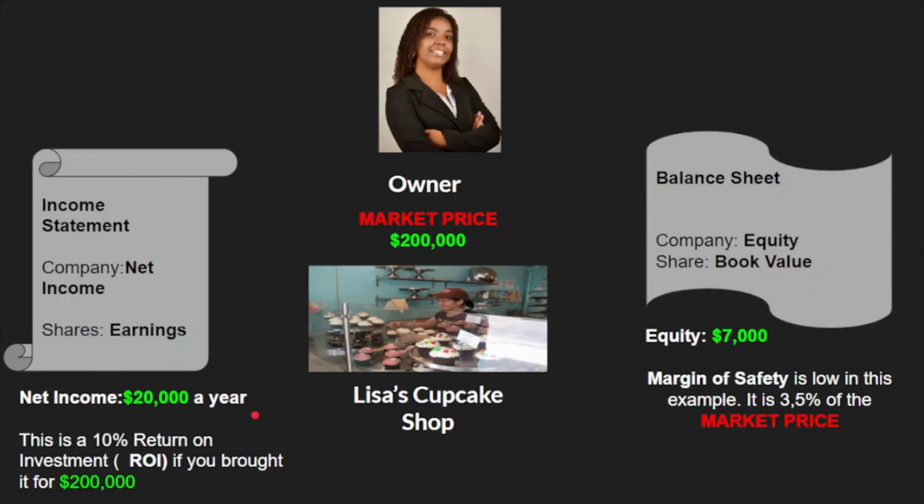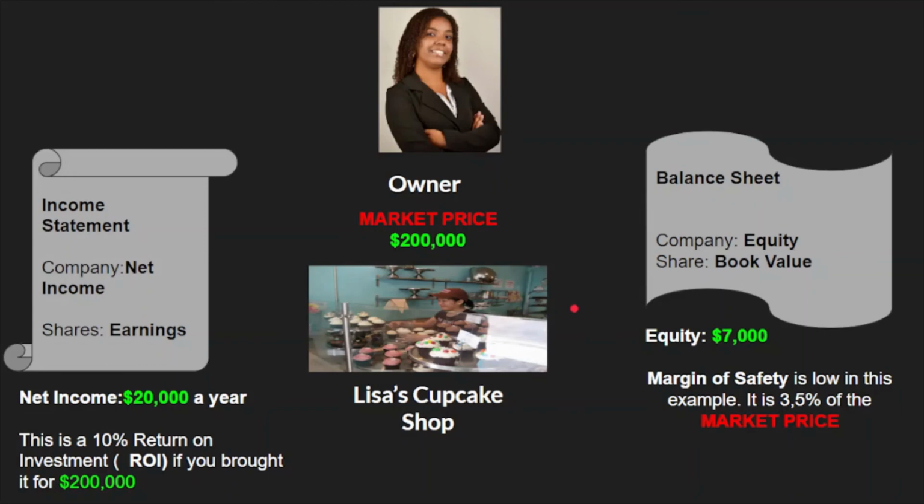So if you were to spend your $200,000 and buy Lisa's cupcake shop, and then all of a sudden things started going wrong and weren't working out right, that would be a $193,000 loss on your part, because you would probably want to get rid of the company, and then you would only receive $7,000. You would be at a loss of $193,000. So that's why it's good to be able to read and understand these income statements and balance sheets. It works the same way with the book value. So this would be a bad investment for you.